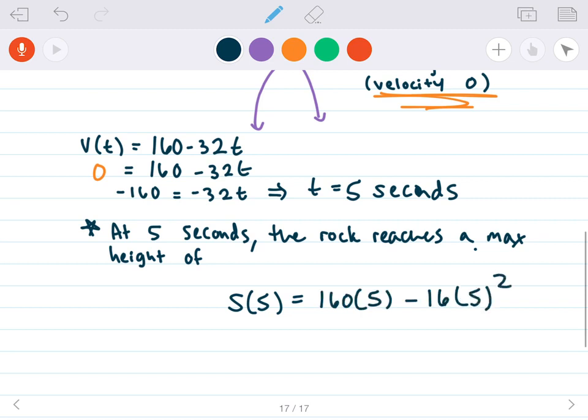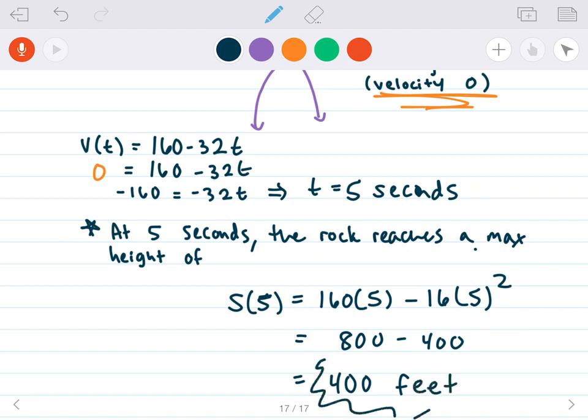Let's check it out. Okay, so S of 5 is going to be 160 times 5. We got 800 over here. Minus 400. That's just going to be 400. So this is 400 feet. That's the max height here.